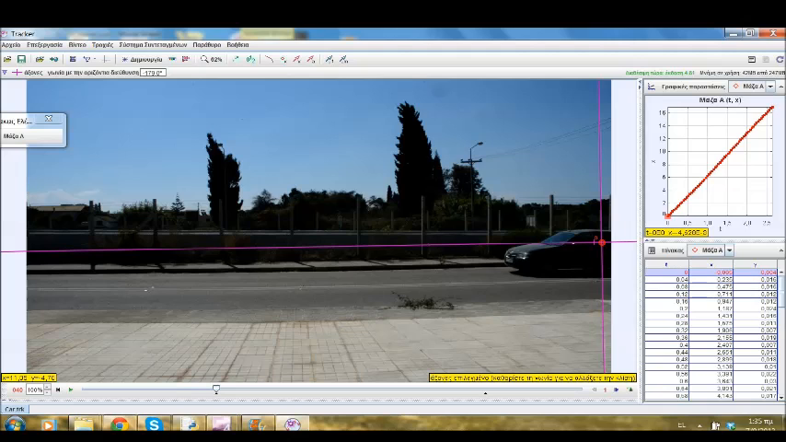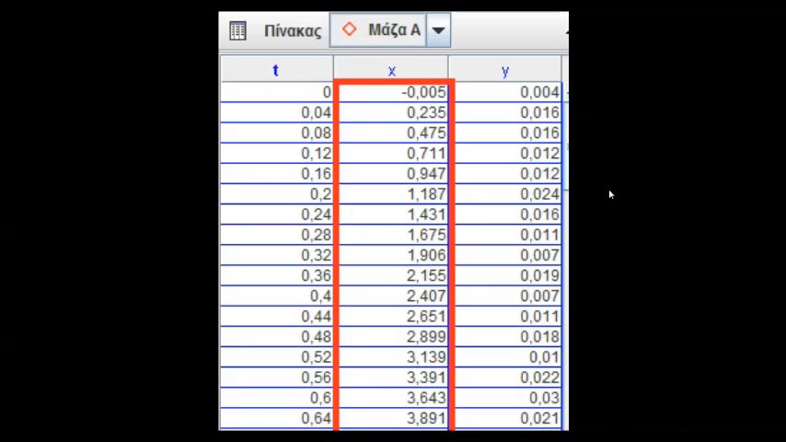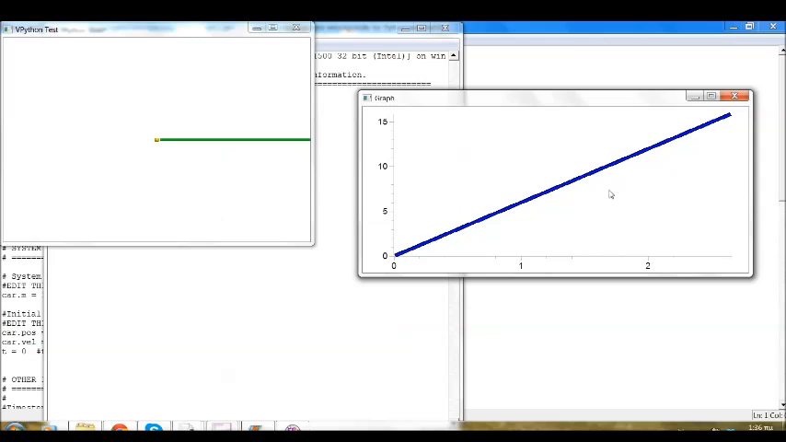Finally, what would happen if we flip the axis? Let's take a look. As you can see, all measurements are changed. We run the program again in VPython and the results are exactly the same. The only difference is the orientation of the straight line due to the positive x-axis.